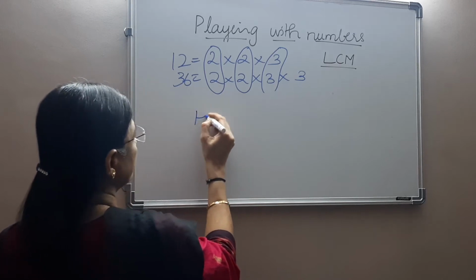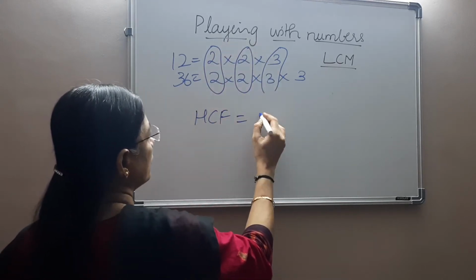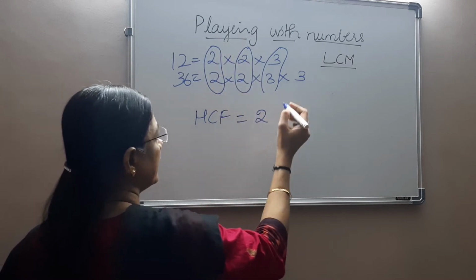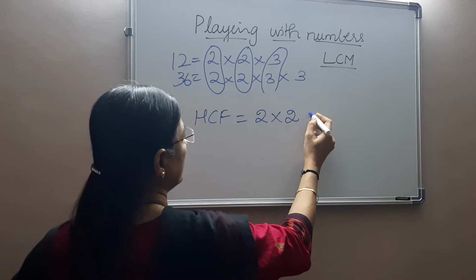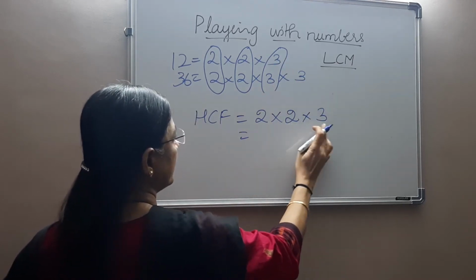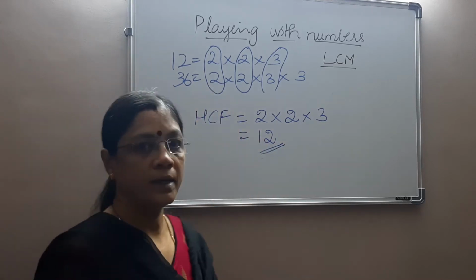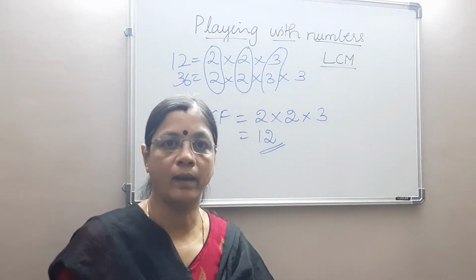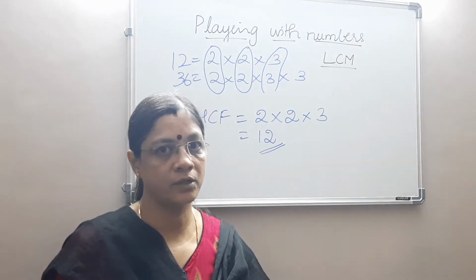Now the HCF becomes, whatever you have paired, take 1 out of it. So for this pair I take 1 2, and for this pair I take 1 3. So my answer is 2 into 2 into 3, that is 12. So 12 is my highest common factor for 12 and 36. Do you understand how we find HCF by the prime factorization method?